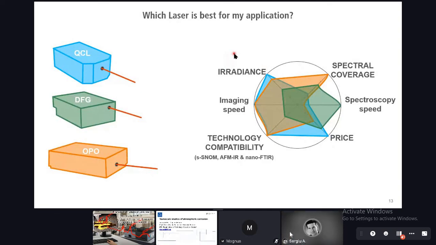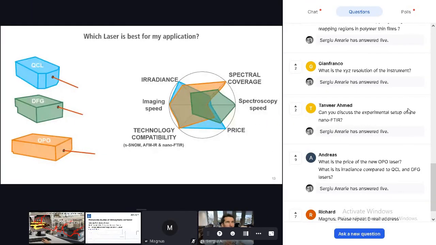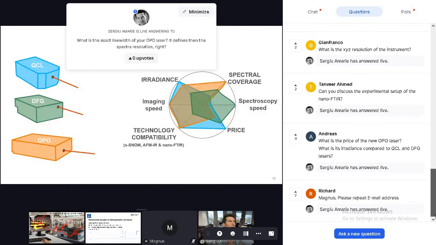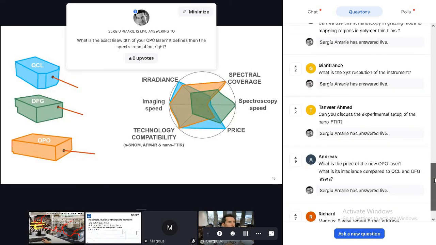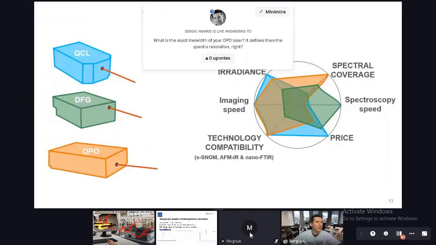Thank you, Andreas, for your question. I'm done. Next question from Gergely. Let me put it on the screen. What is the exact line width of the OPO laser, and does that line width define the spectral resolution? Well, let's answer step by step.